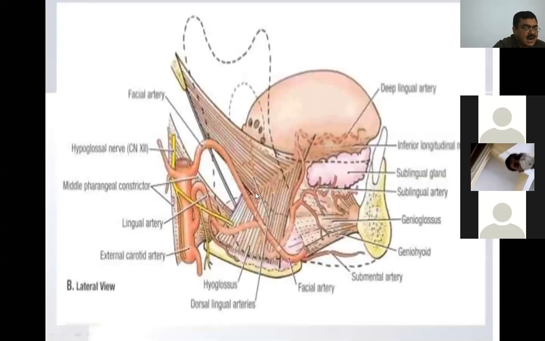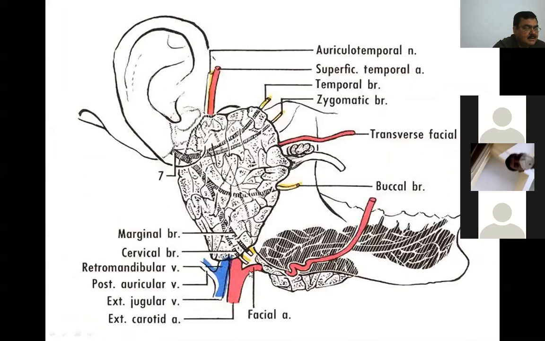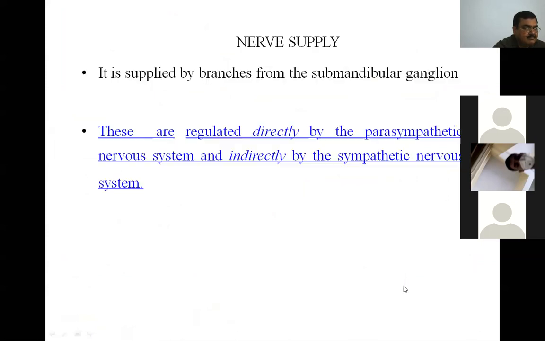So here you can see the arterial supply. There is the facial artery, there is the lingual artery. This area is supplied by the branches of these arteries. Here you can see the facial artery. Nerve supply is supplied by branches of the submandibular ganglion. Nerve supply is important, it is supplied by the submandibular ganglion.